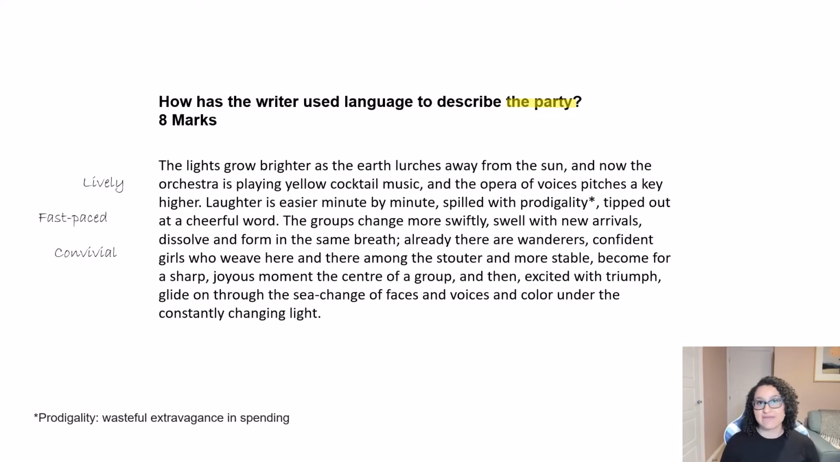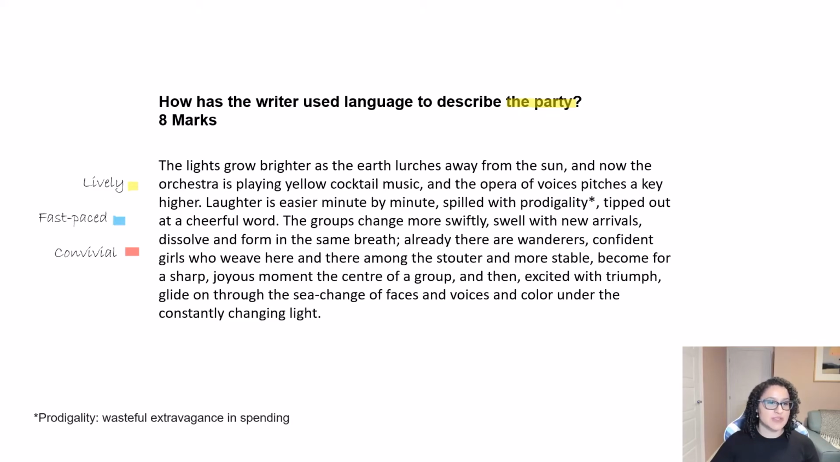If I have highlighters in the exam with me, which I recommend that you have, I would go through and highlight the potential quotes that I can analyze. If you've got multiple highlighters, then you could color code your different ideas. So I could have a yellow for lively, a blue for fast-paced, and a red for convivial. Then I know I've got lots of different quotes for the different ideas, and it makes it easier for me to spot what I'm going to talk about.